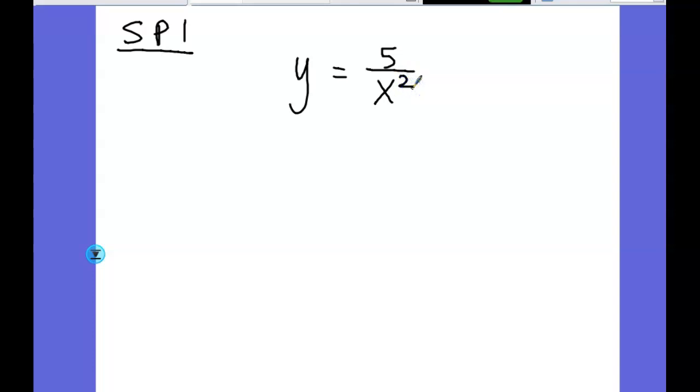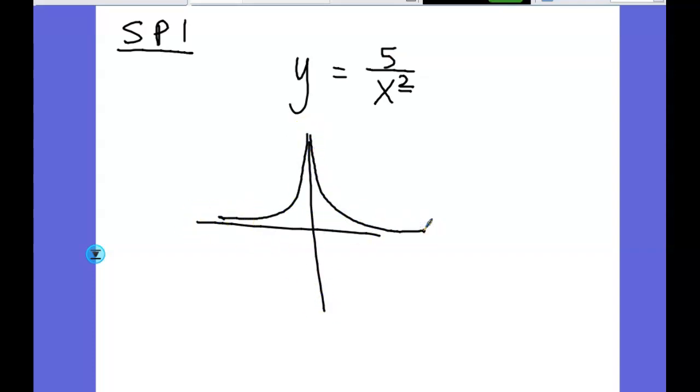Five over x squared. What would you do with that? Go ahead and pause the video. Take about a minute to try it out, and then unpause the video. Okay, so what you guys should have noticed is that the power is even, and the top number is positive. When that happens, you would have this shape. Okay, so it would look something like that.